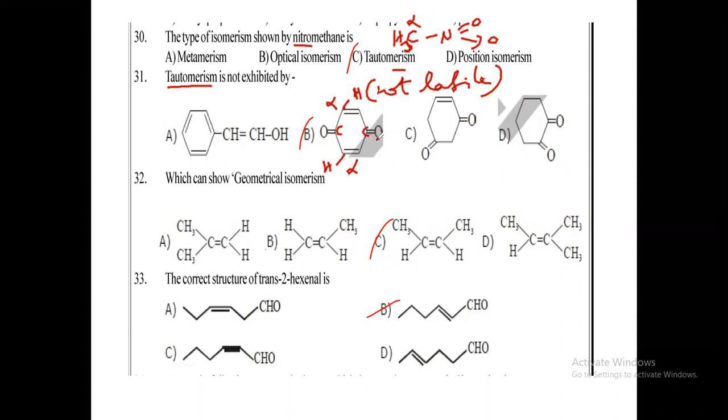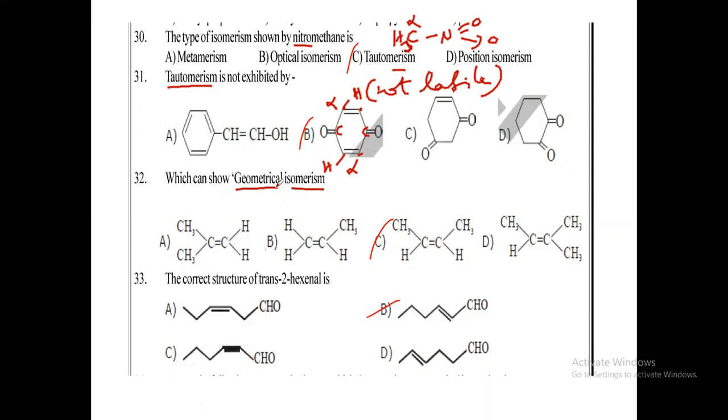For this CO group, it is alpha. Again, no labile hydrogen here. Alpha hydrogen is there, but that cannot be transferred to oxygen here. So this compound cannot show tautomerism because of the absence of labile hydrogen atoms.